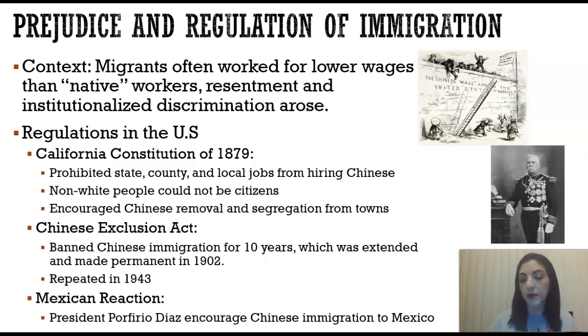Non-white people could not be classified as citizens. And it actually encouraged the Chinese removal of people and segregation from towns. Then you have the Chinese Exclusion Act, which banned Chinese immigration for 10 years. That was extended and finally made permanent in 1902. It would stop for a little bit, and then the practice was repeated again in 1943.